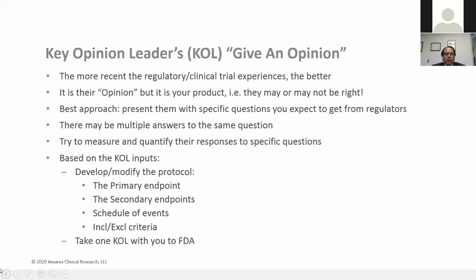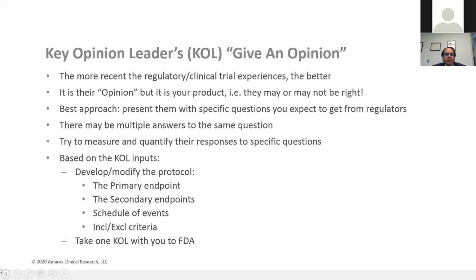The best approach that we have learned when dealing with key opinion leaders is to think about the questions that we have and then present the questions to them, if you are going to have more than one key opinion leader, which we do recommend. Try to get the answers from them. They may give you so many different opinions, but focus on your questions. And when you get enough information about it, you move on to the next question, because for each question, there may be multiple answers.